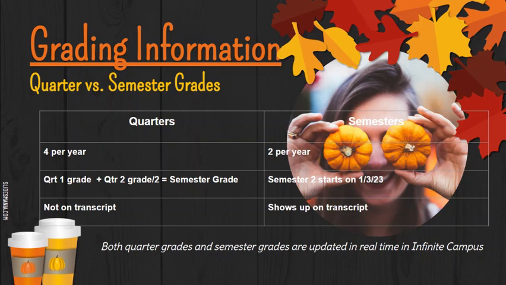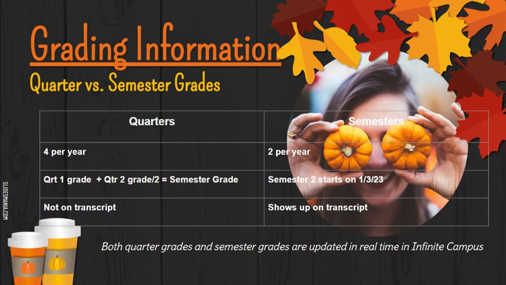So there is a difference between quarter grades and semester grades. Here's the breakdown. The school year is made up of 4 quarters. 2 quarters together equal a semester. So quarter 1 plus quarter 2 equals semester 1. Quarter 3 plus quarter 4 equals semester 2. Quarter 1 grades factor into semester 1 grades. Quarter 1 grades do not factor into quarter 3 or quarter 4 or semester 2.